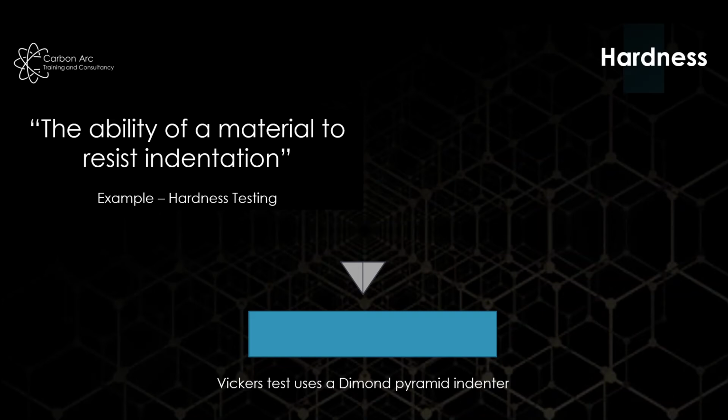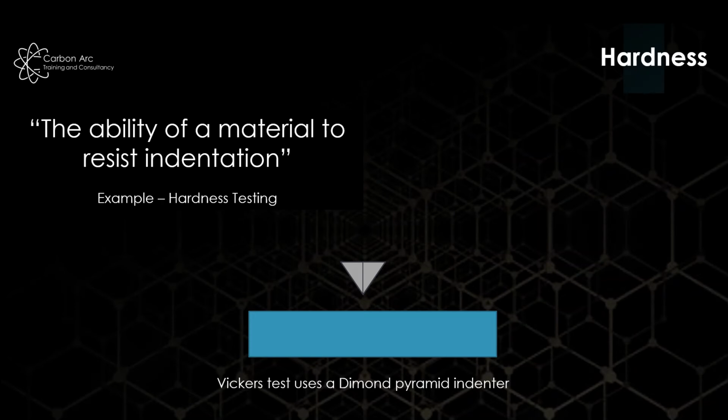I think for a lot of people, it's quite a common test now. A diamond pyramid indenter, when compared to a ball type indenter within the other tests, especially at higher hardness values, doesn't deform as much, so the results are a lot more accurate. So Vickers tests are very, very common.